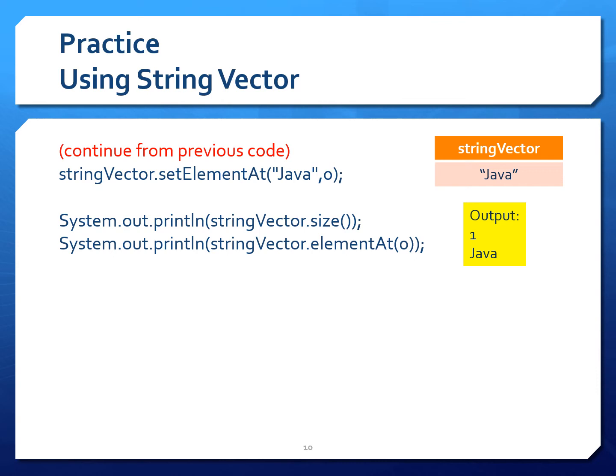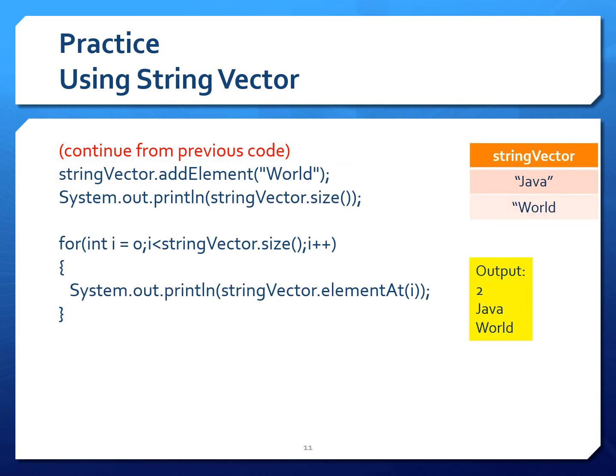Continue this practice from the previous code. This code will set the element at index 0 to the string Java. So the string world will be removed and replaced by the string Java. Pause this video and continue the practice.